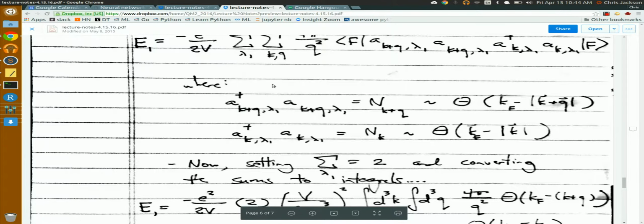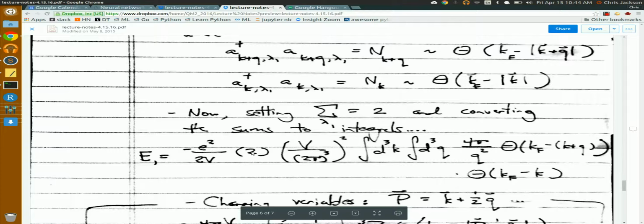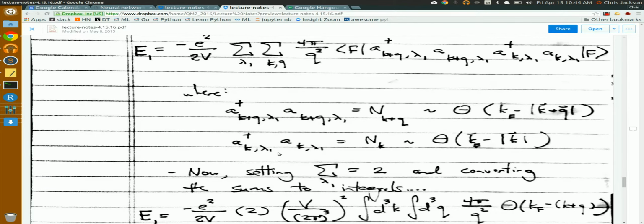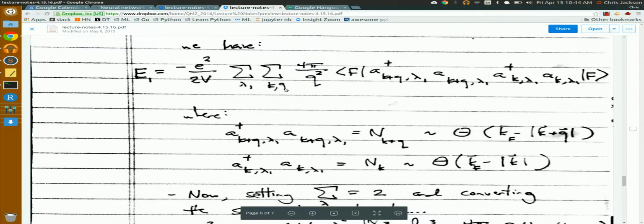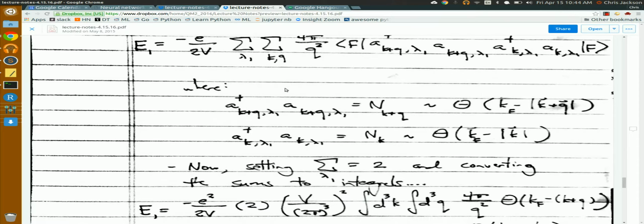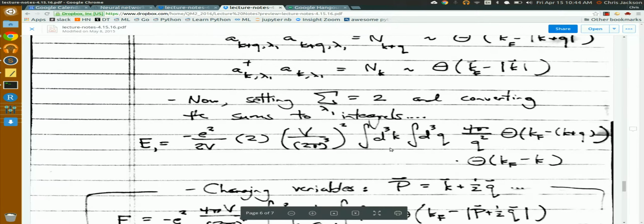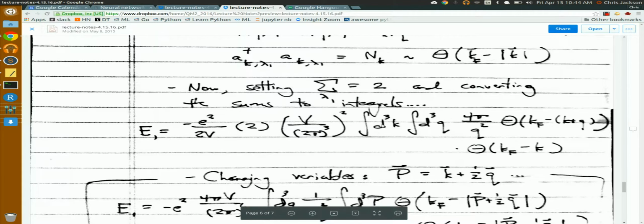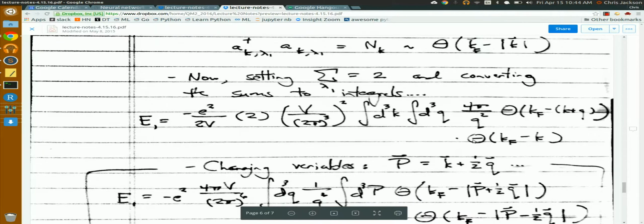The spin sum again gives us just a factor of 2. And now what I want to do is convert those sums over k and q into integrals. So that's going to give me 2 volume integrals in momentum space. And again, the step functions are going to allow us to do these integrals.